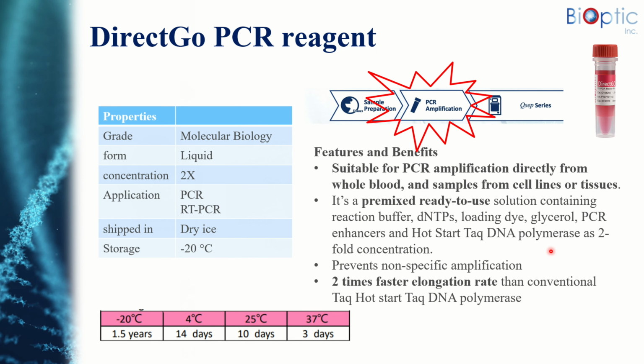And in the PCR amplification part, we provide Direct Go premixed reagent. It is a premixed ready-to-use solution containing reaction buffer, dNTP, glycerol, PCR enhancers, and hot start Taq DNA polymerase. Compared with conventional Taq polymerase, Direct Go prevents non-specific amplification, and it also has a 2 times faster elongation rate than conventional Taq. Direct Go premix is suitable for PCR amplification, even directly from whole blood and samples from cell lines or tissues. You may skip any DNA purification steps, only applying a tiny amount of raw material directly into the PCR reaction. And it is stable at 25 degrees, so it is convenient for shipping.